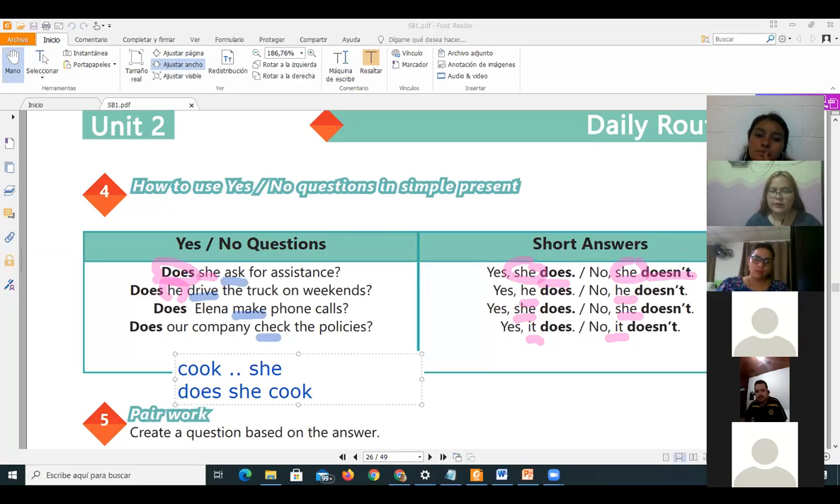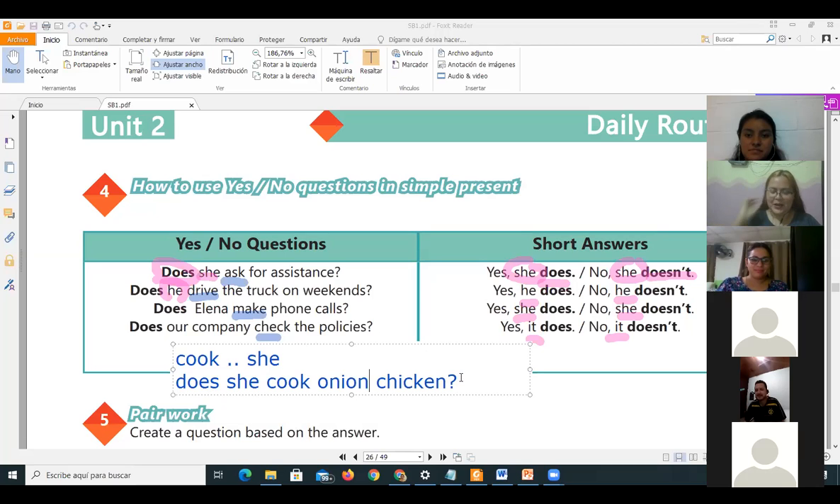Tell me something else, like a complement for this. Does she cook dinner? Okay, chicken. Does she cook onion chicken? Actually, it's good. It is my favorite dish. Yes. Okay, great. So does she cook onion chicken?